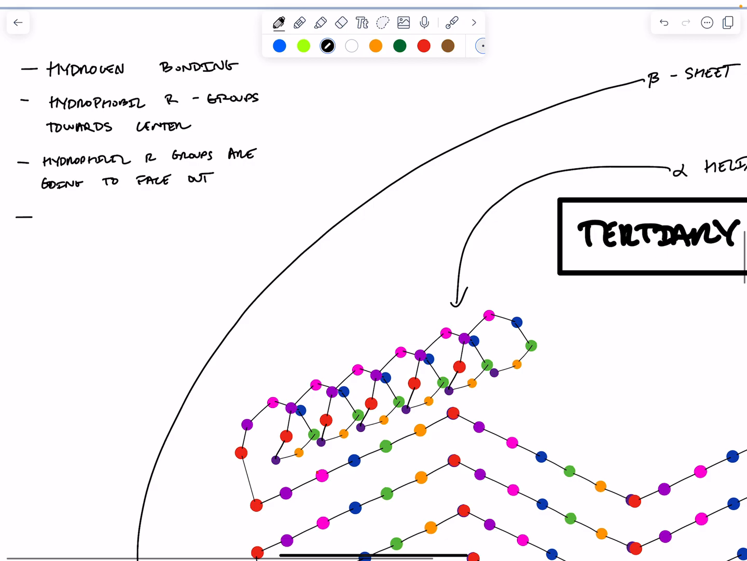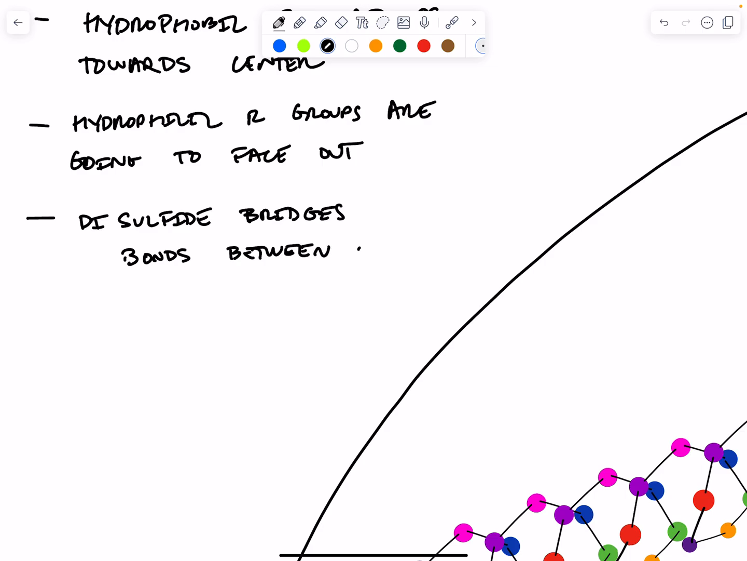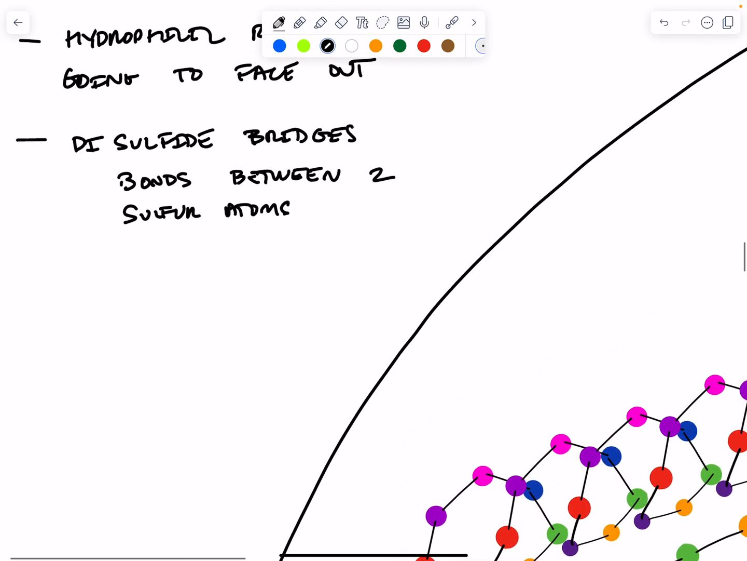And then the last thing that holds together the shape are bonds called disulfide bridges. And these are bonds between two sulfur atoms. And this is a covalent association or covalent bond. So it's going to be strong.